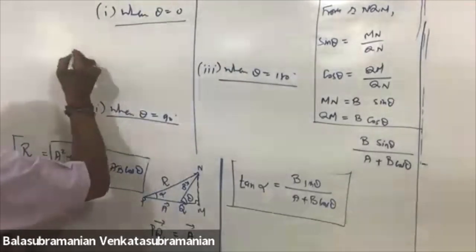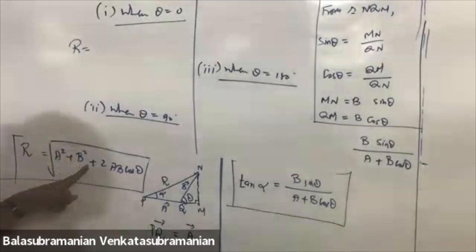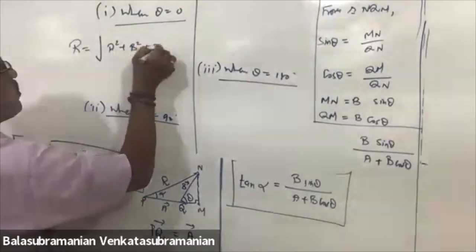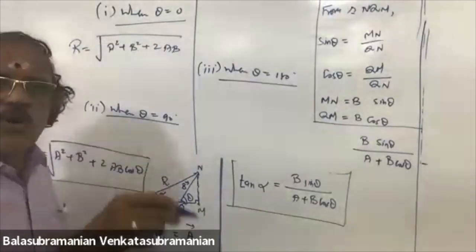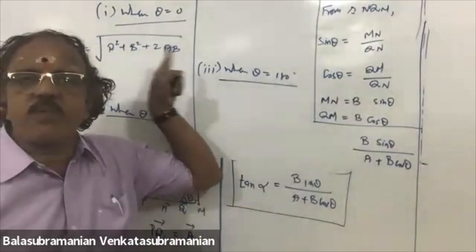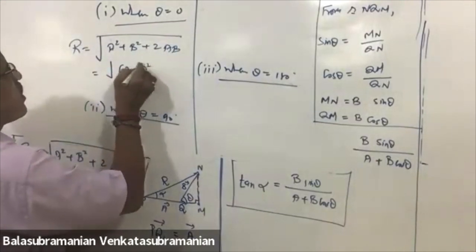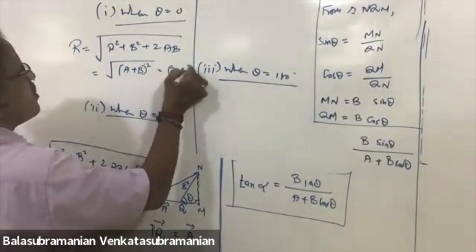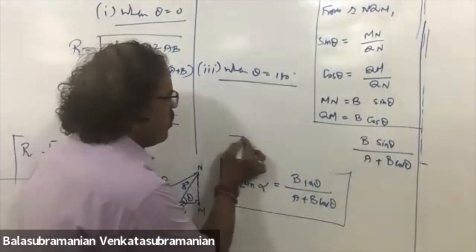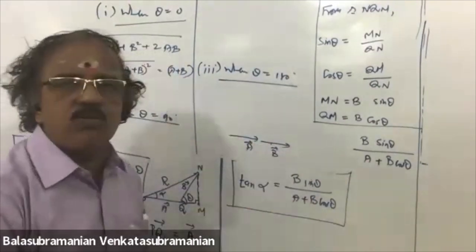What is R? R is equal to root of A square plus B square plus 2AB cos theta. Root of A square plus B square plus 2AB cos 0. Cos 0 is 1. So I can write root of A square plus B square plus 2AB. That is nothing but root of A plus B the whole square. That is nothing but A plus B. You see here, this is called vector addition. Both the vectors are pointing in the same direction. The resultant will be the sum of the two.